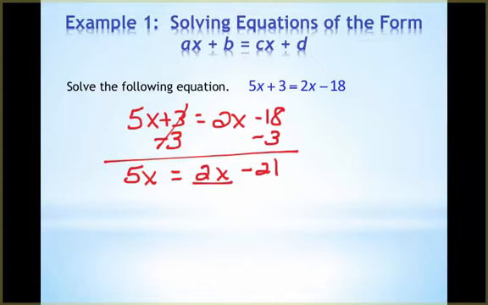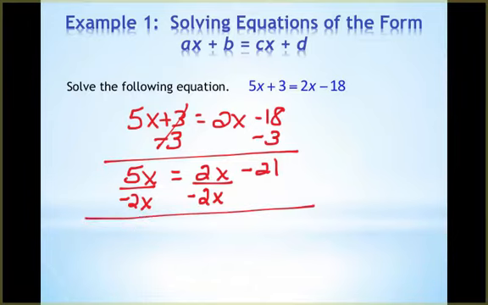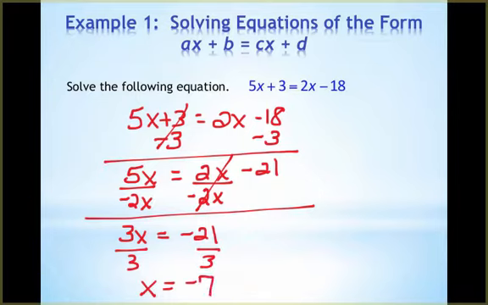But now I've got a 2x and a 5x that are on opposite sides of the equals. So what I can do is subtract 2x from both sides. So 5x minus 2x would be 3x. Those will cancel, and I get 3x equals negative 21, and then I divide by 3. And x equals negative 7.